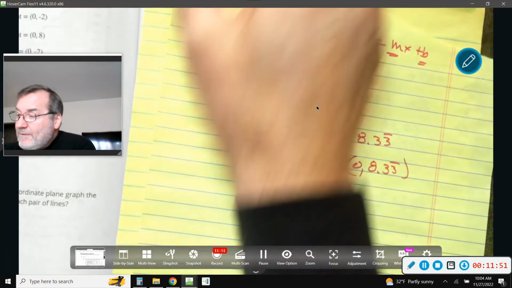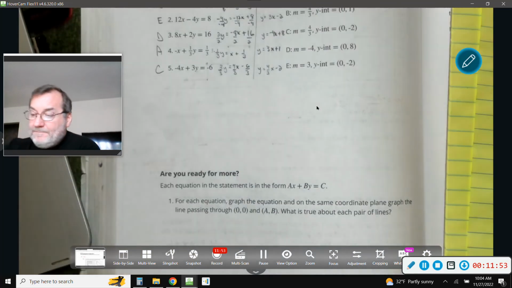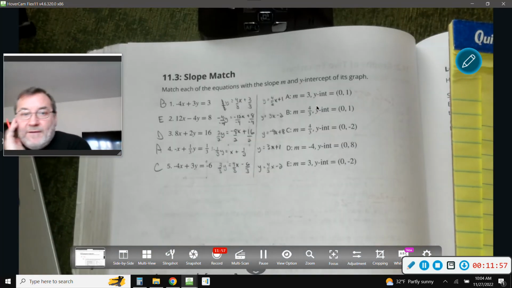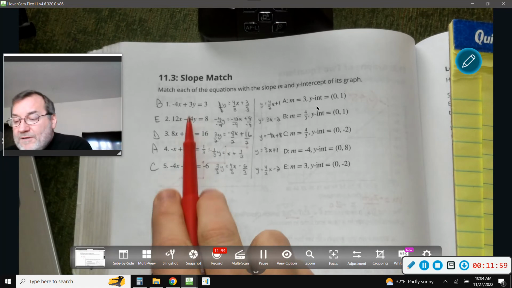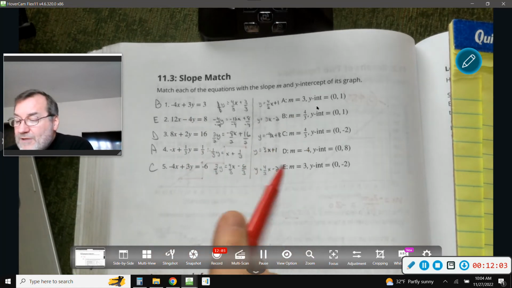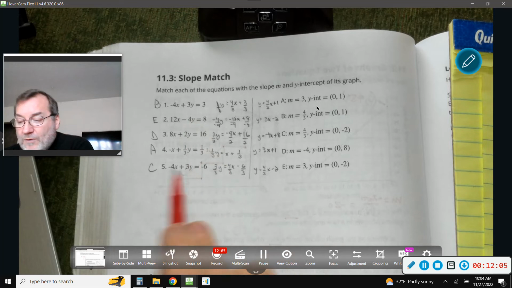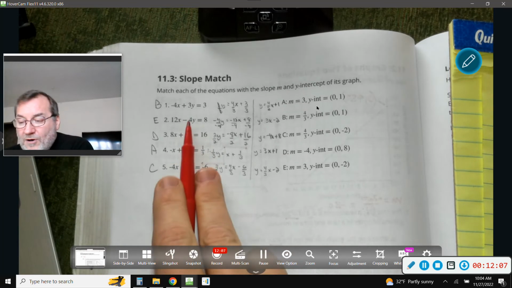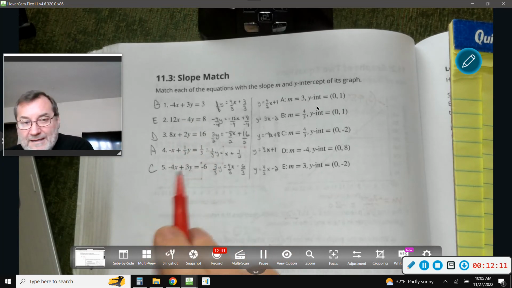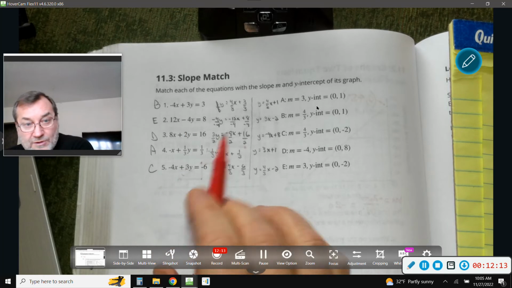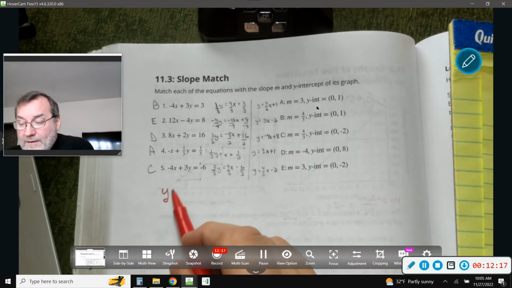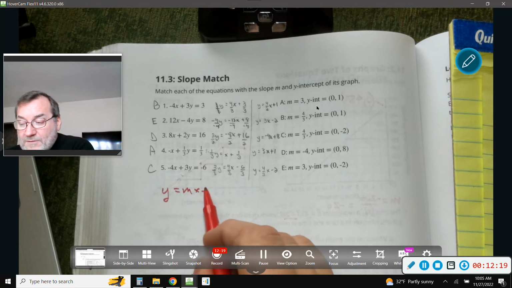Okay, so we have a little bit of a matching game here. I've got this set up where I have all these little equations, and I have to figure out which slopes and intercepts they match up with. These are all in what's called standard form. The easiest way to recognize where the slope and the y-intercept are is to put these in y-intercept form: y equals mx plus b.